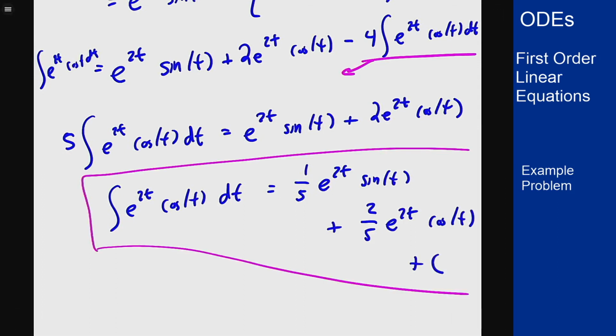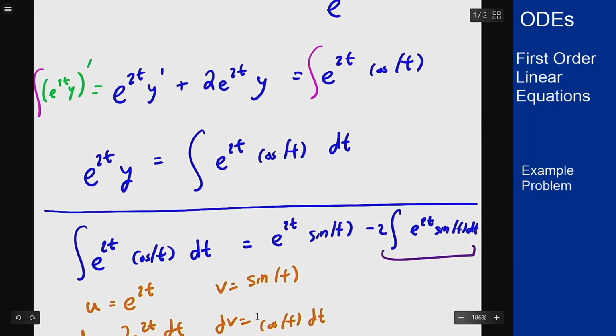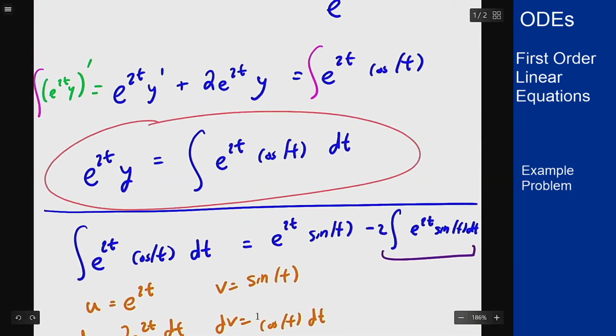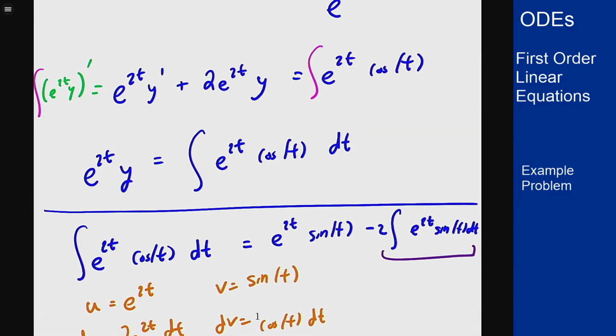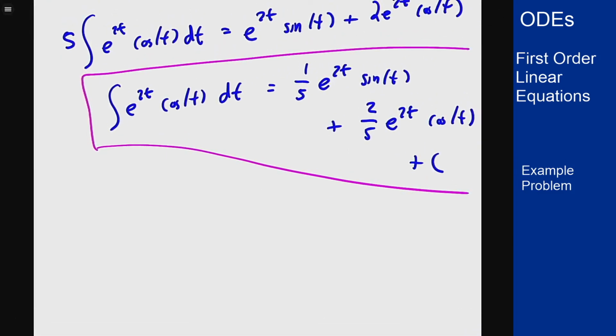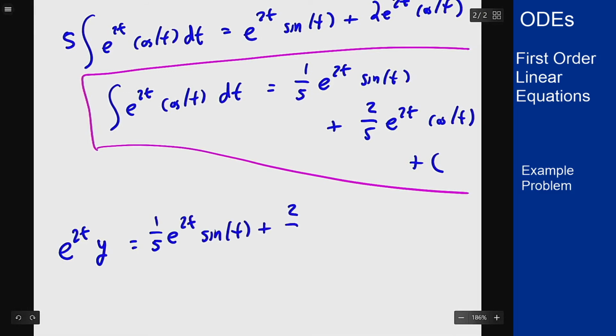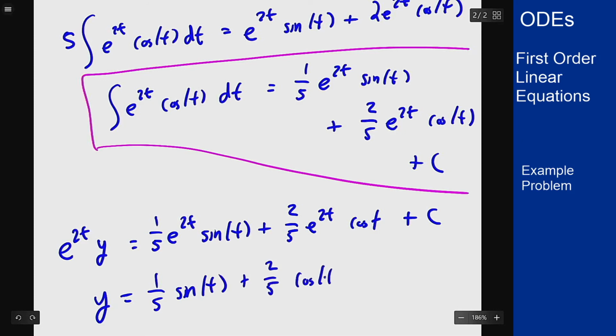So with that all worked out, now I can go back to the original problem, which was this up here. I have that e to the 2t y was supposed to equal that integral. Now that I have that integral, I can write what that tells me. It tells me that e to the 2t y equals 1/5 e to the 2t sine of t plus 2/5 e to the 2t cosine of t plus c, or dividing through by e to the 2t, y equals 1/5 sine of t plus 2/5 cosine of t plus c e to the minus 2t.